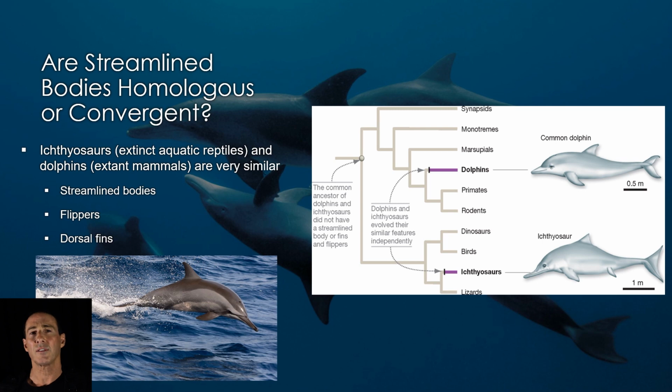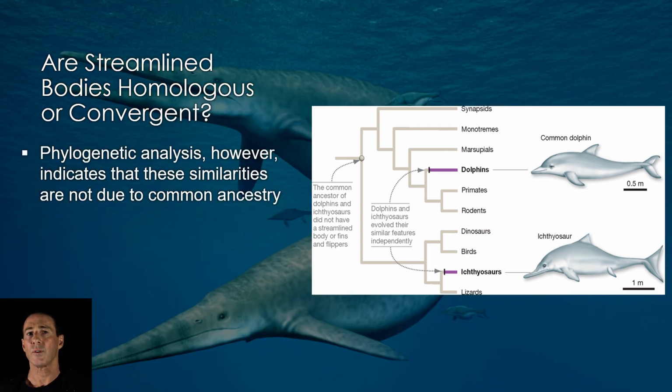The figure on the right shows a phylogenetic tree based on skeletal characters, such as the number and placement of openings in the skull. Since ichthyosaurs are known only from their fossilized skeletons, this analysis shows that dolphins occur within the mammal clade, whereas ichthyosaurs are most closely related to lizards. Notice that the sister groups to dolphins and ichthyosaurs, that is, the most closely related branches on the tree, do not possess streamlined bodies, flippers, and fins. Dolphins and ichthyosaurs look similar but are not closely related.